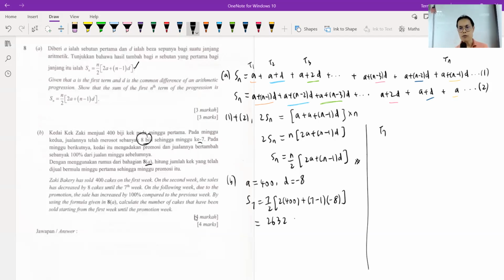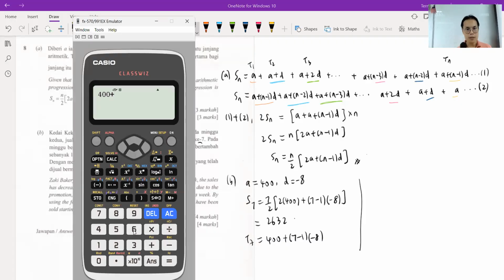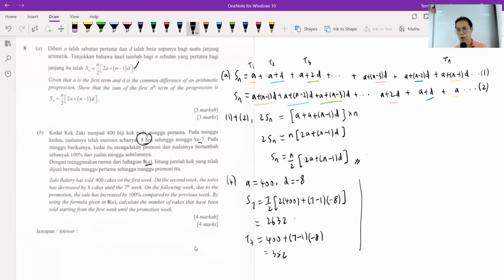Before you find out the number of cakes sold in the 8th week, let's find out on the 7th week how many we have. We use a plus (n minus 1)d, where d is -8. So this is 400, you add 6 times -8, which gives us 352. So on the 8th week, or minggu ke-8, we take this number and multiply by 2, because they say meningkat 100%, so it's double, 704.